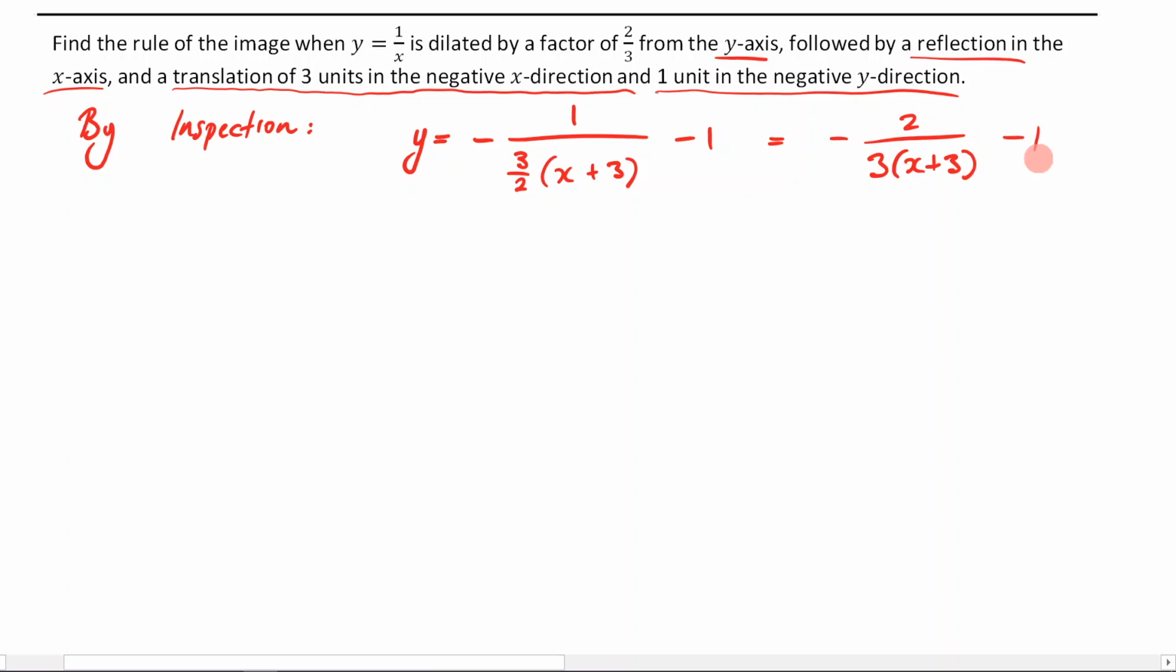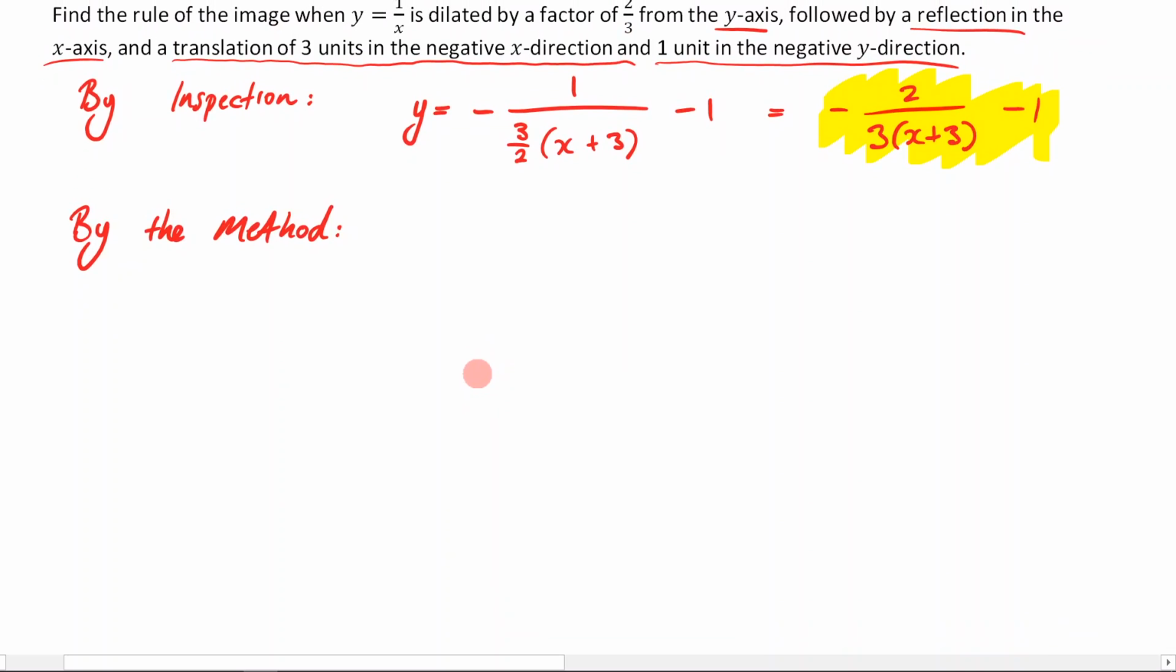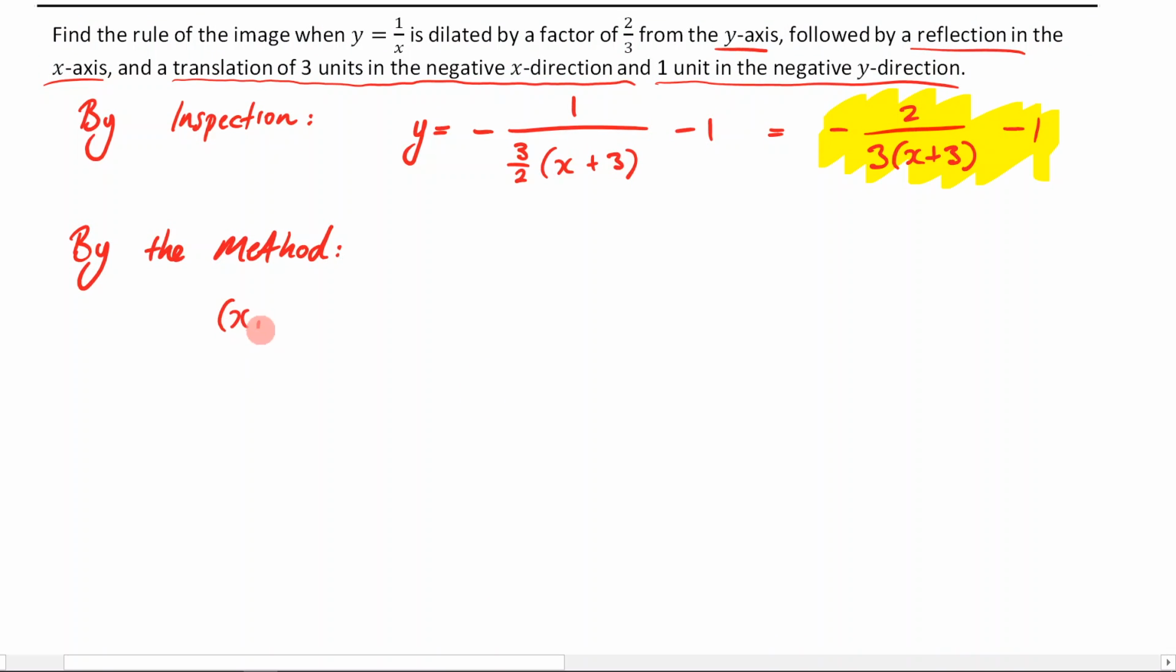Minus 1. Okay, so that is going to be my answer. Let's go through the long procedural way to answer this, and I'll show you what's going on. By the method. Actually, I need to look at this. So it's going to be x, y, then x dash, y dash. Then I rewrite it. And now I'm going to ask myself some important questions.